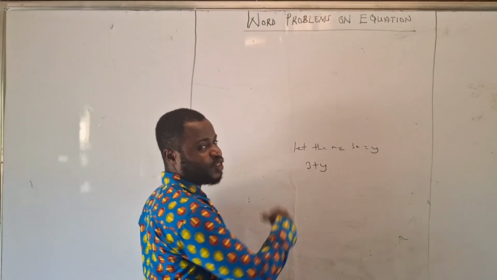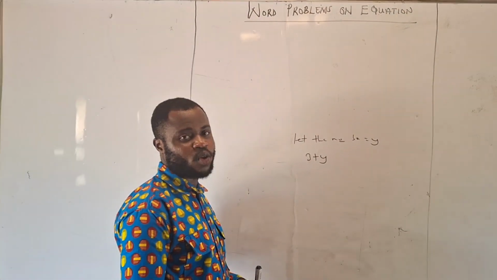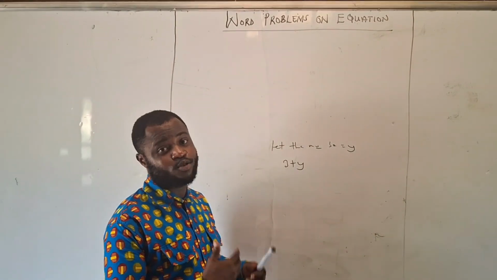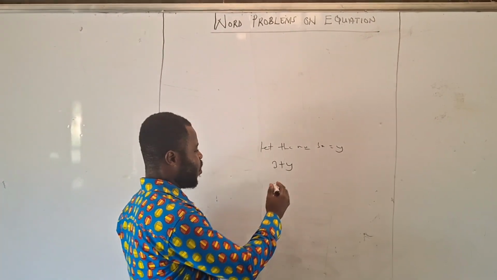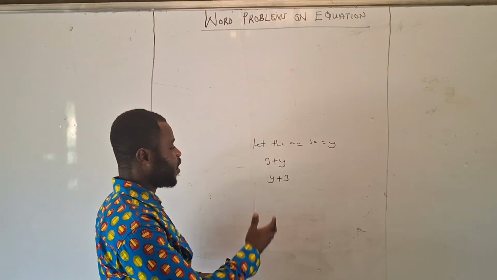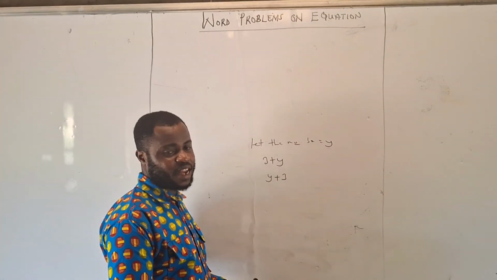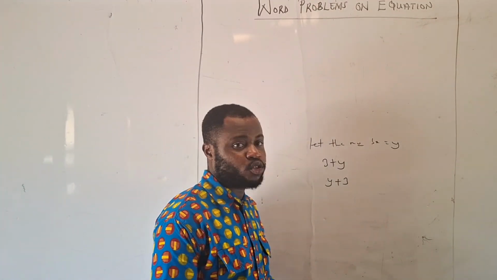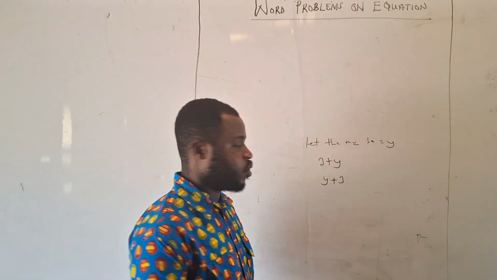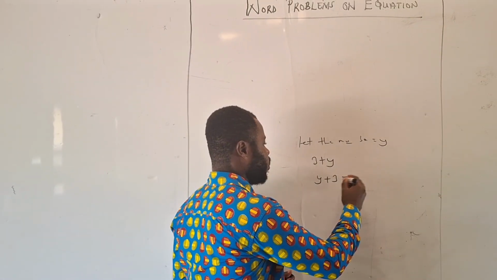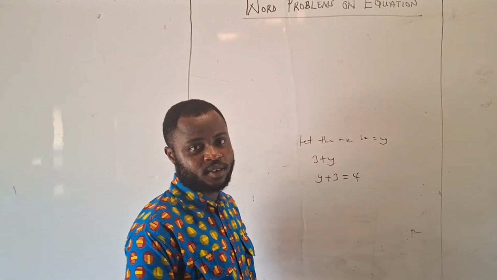A number is added to 3, and we have 3 is added to a number. So if the number is y, it's going to be y plus 3. Let's say they say 3 is added to a number, and the result is 4. Immediately you hear result, it brings the equal sign.